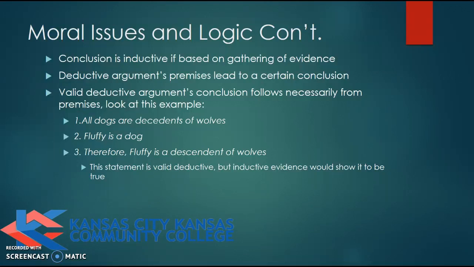This statement is valid deductive because inductive evidence would show that it would be true. So the statement is valid deductive. The conclusion follows necessarily from the premises. Fluffy is a descendant of wolves if and only if all dogs are descendants of wolves and Fluffy is a dog. You can almost even think of it as a math problem. 1 plus 2 equals 3. If you can see that. The first part is all dogs are descendants of wolves. The second part, Fluffy is a dog. Therefore, Fluffy is a descendant of wolves.